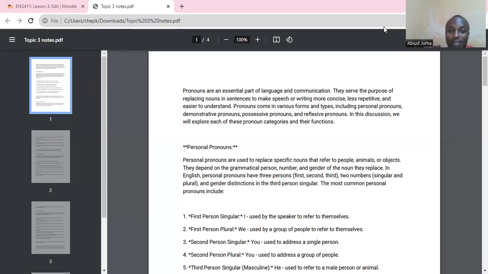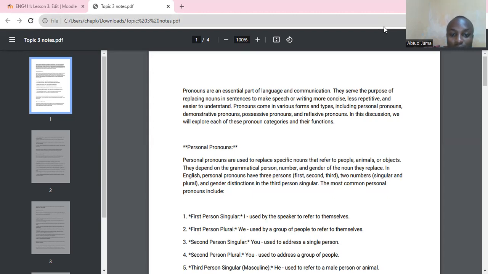Personal pronouns are used to replace specific nouns and refer to people, animals, or objects. They depend on the grammatical person, number, and gender of a noun. In English, personal pronouns have three persons: first person, second person, and third person; two numbers, singular and plural; and gender distinctions in the third person singular. And here are the most common personal pronouns.